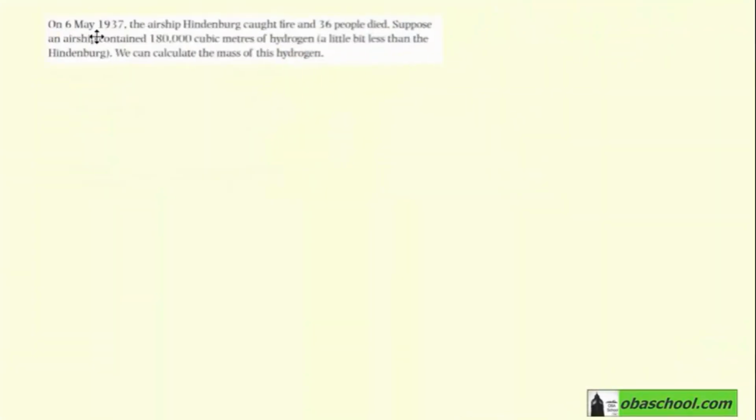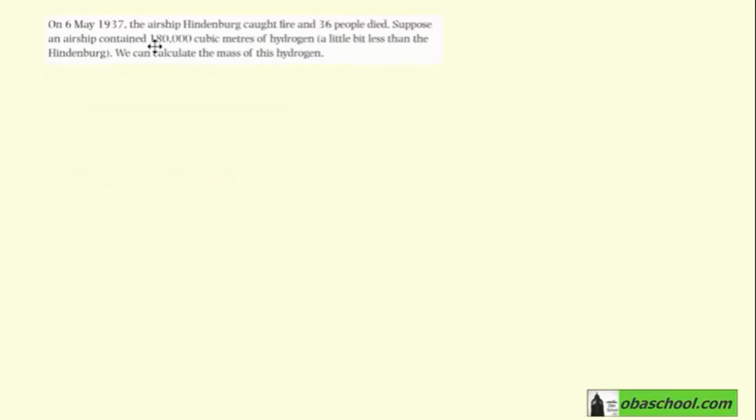So this is the question. Let's read it together. On 6 May 1937, the airship Hindenburg caught fire and 36 people died. Suppose an airship contained 180,000 cubic meters of hydrogen, a little bit less than the Hindenburg. We can calculate the mass of this hydrogen.